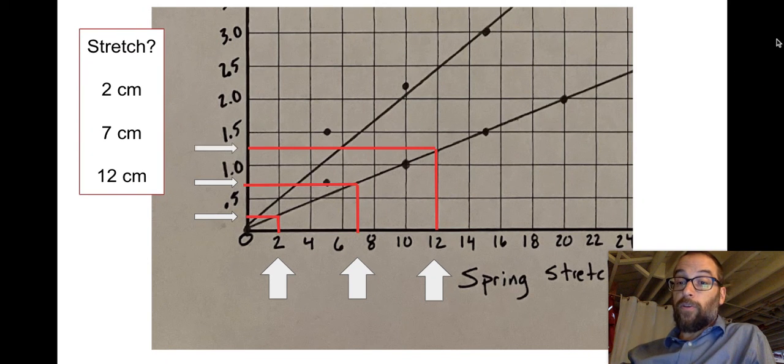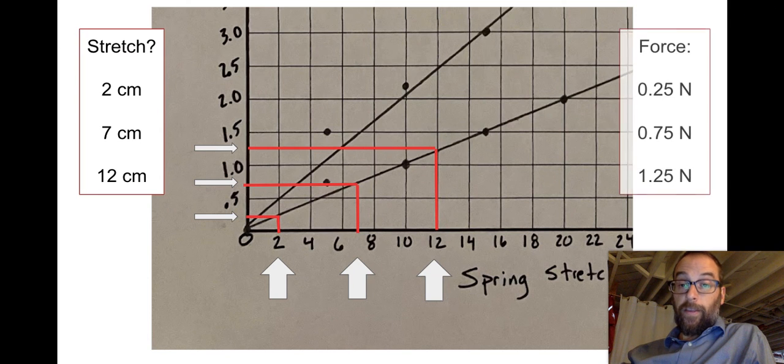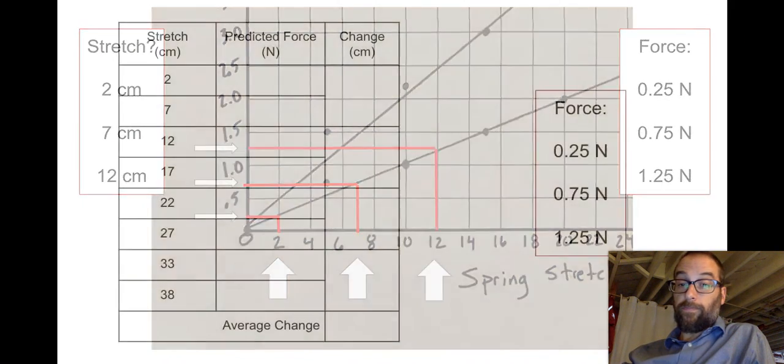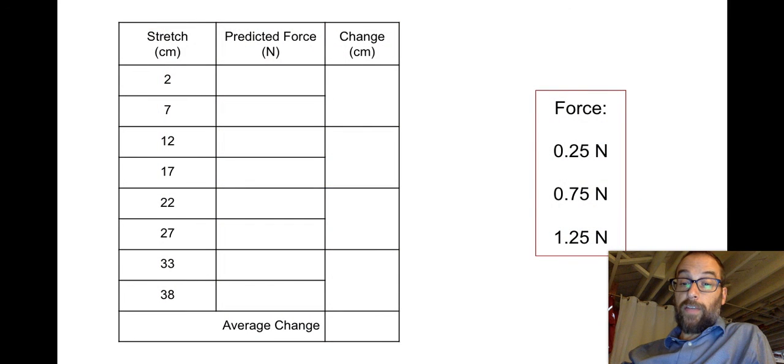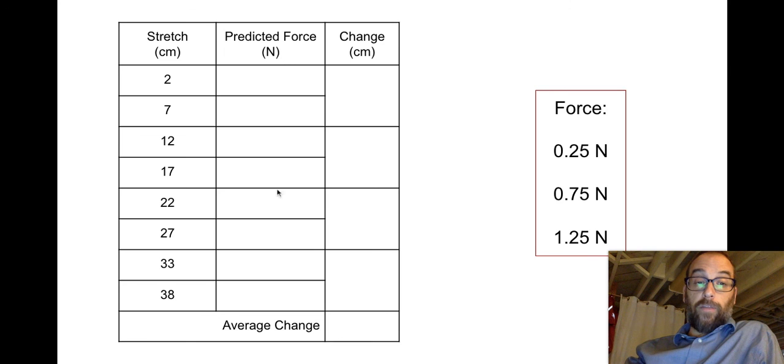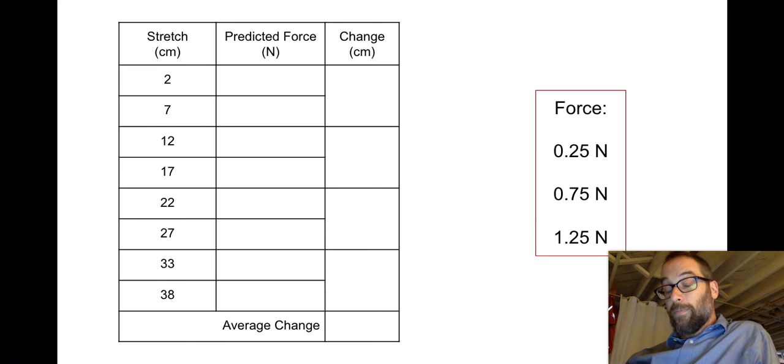All right, so our graph tells us that to get stretches of 2, 7, and 12 centimeters, we're going to need forces of 0.25, 0.75, and 1.25 newtons. Okay, now in your assignment, you're going to have to record these predicted forces in your table. So in the predicted force column for 2, 7, and 12, you'd write 0.25, 0.75, and 1.25.